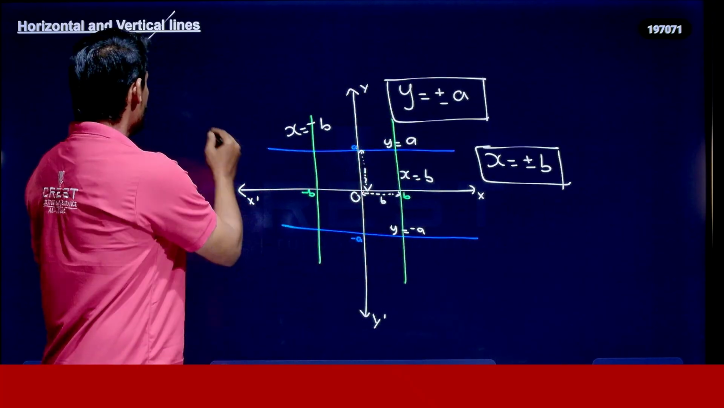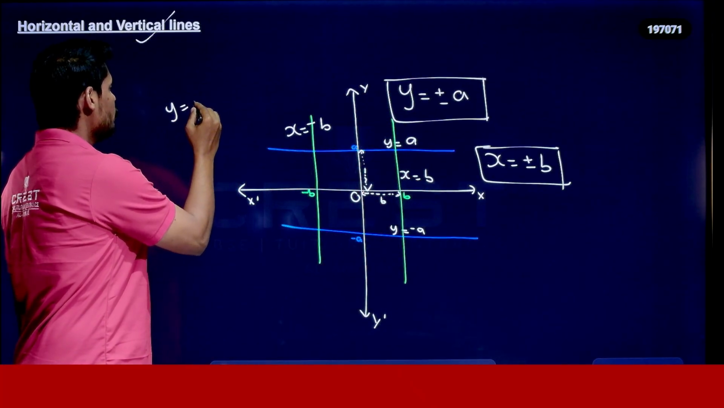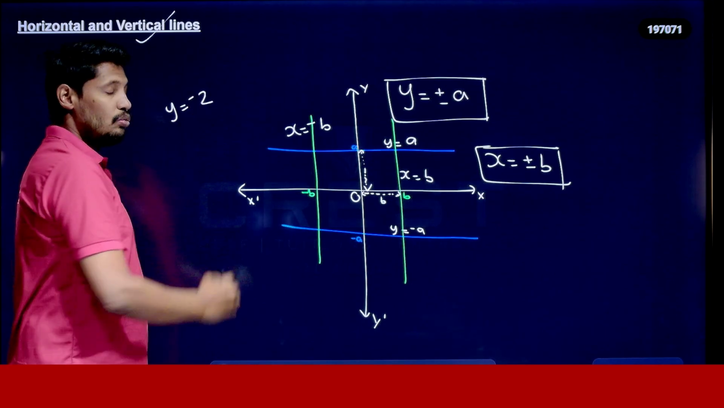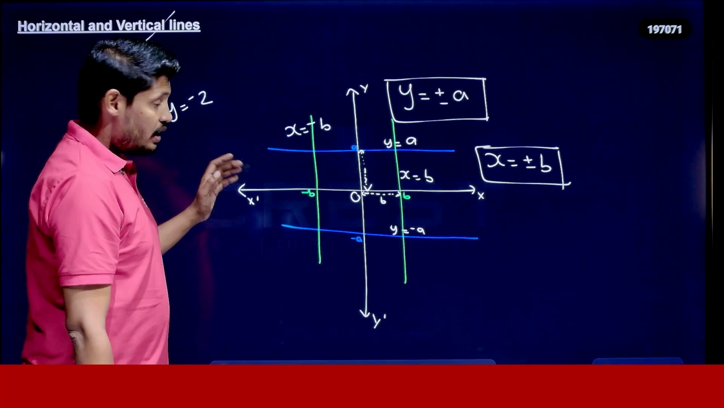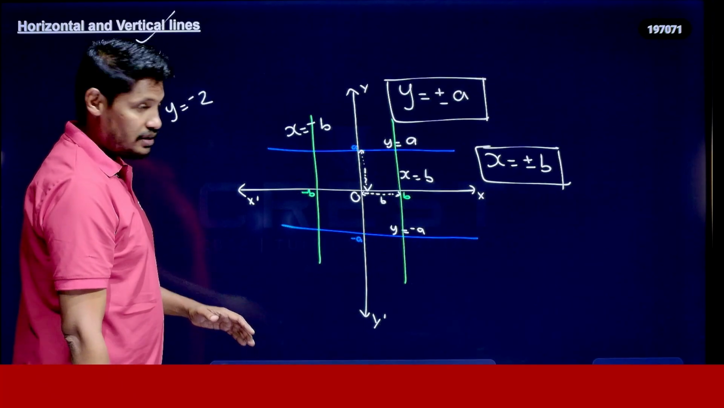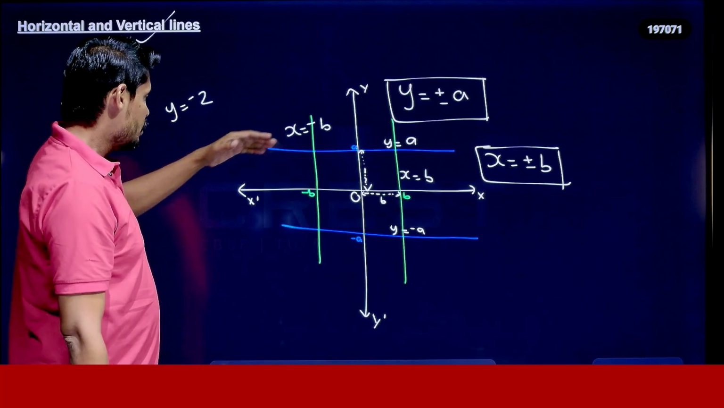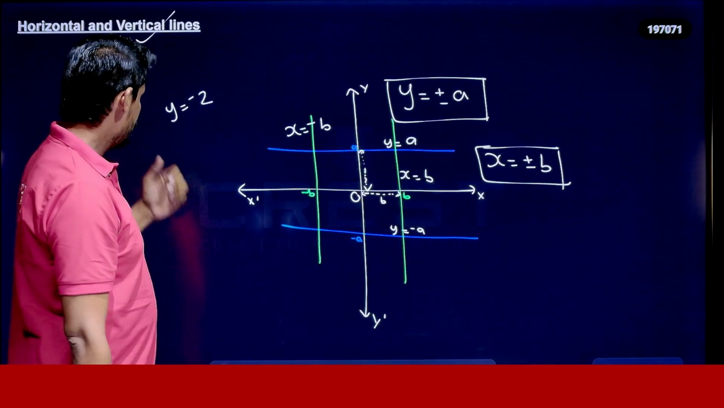So if we have y equal to negative 2, which kind of line is it? It is a horizontal line below the origin. It is at a distance of 2 below the origin. Okay.